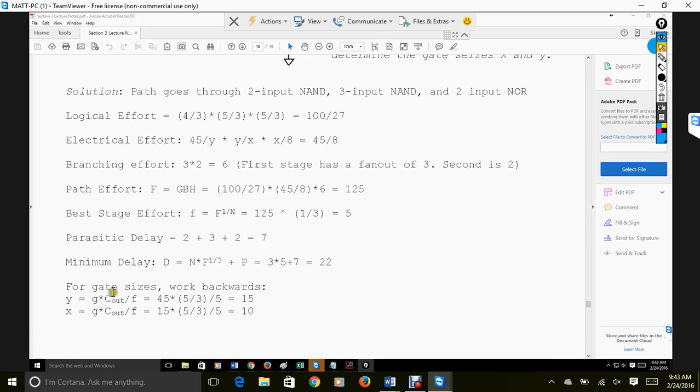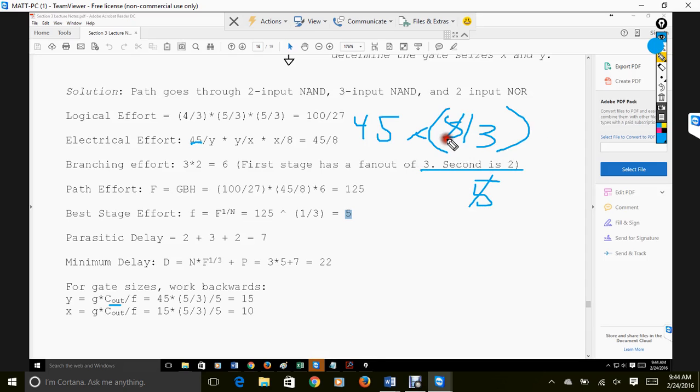So we have 45, and we have this equation here. Y is equal to your path effort over the output capacitance divided by your logical effort. So we figured out that the best stage effort was 5, right? So now what we can do is go 45, it's going to be G. I'm sorry, so C out, divided by 5 over 3, because it's a 2-input NOR gate, right? Divided by 5, which is our best path effort. Those are going to cancel out, so that becomes 15.